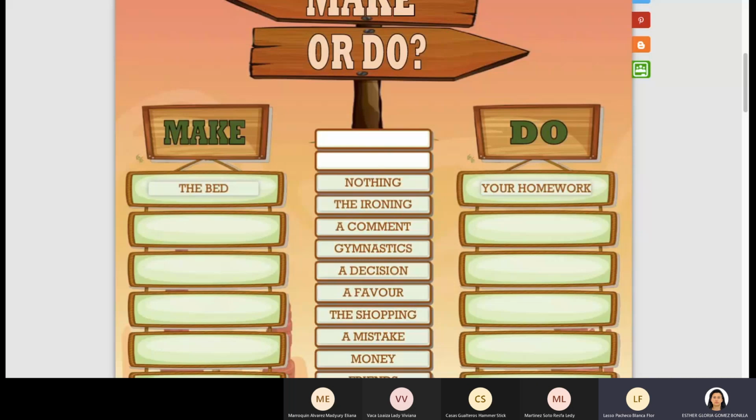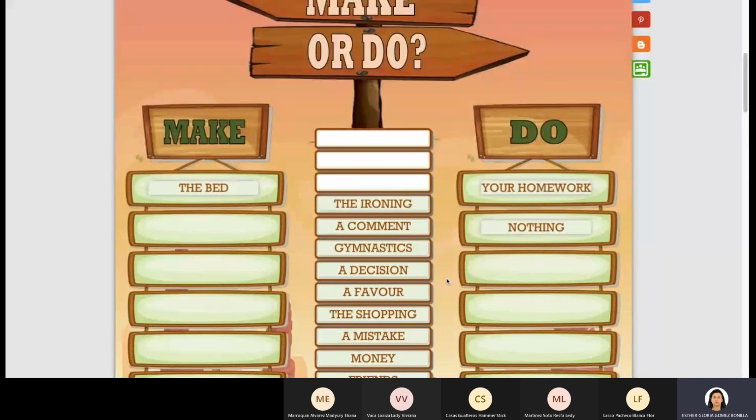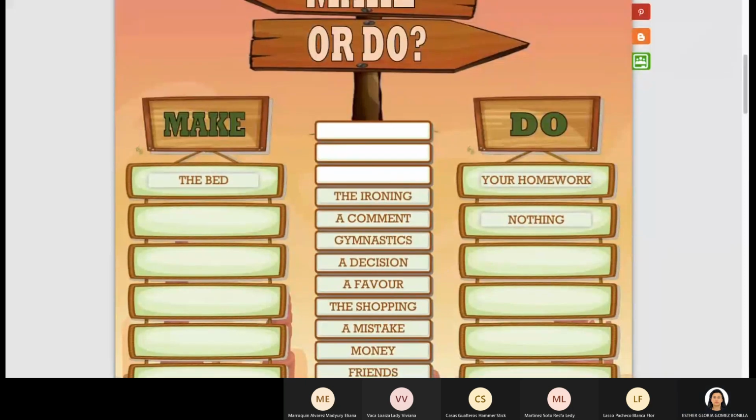Very good. What about nothing? Make nothing or do nothing? Do you remember? With nothing, something, anything, you say make or do? Blanca. Do, teacher. Very good. Do, yes, very good. Is do your homework. Hammer, continue. The ironing. Make the ironing or do the ironing?